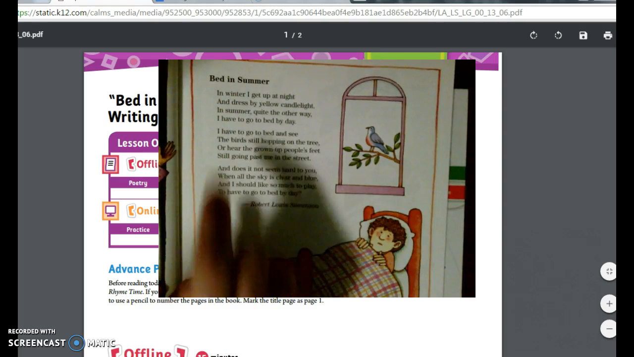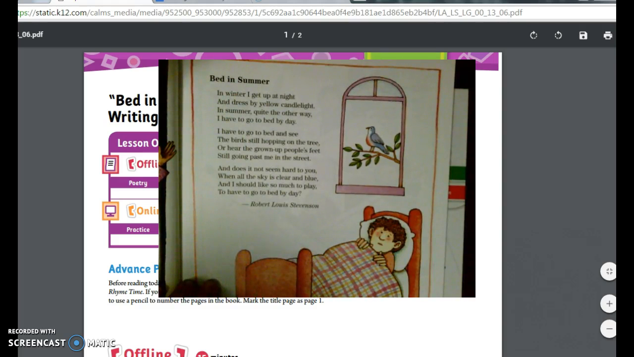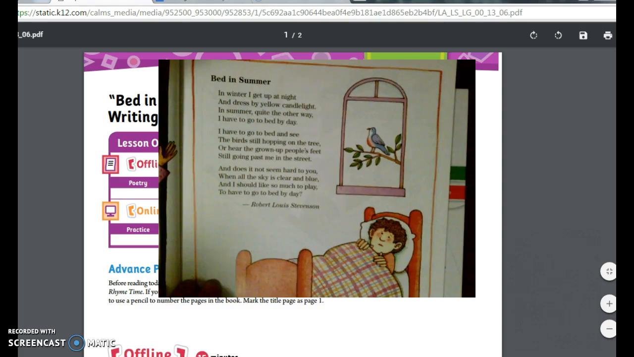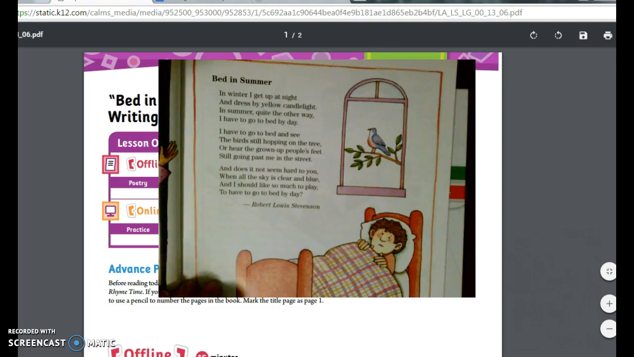Bed in Summer. In winter I get up at night and dress by yellow candlelight. In summer, quite the other way, I have to go to bed by day. I have to go to bed and see the birds still hopping on the tree, or hear the grown-up people's feet still going past me in the street. And does it not seem hard to you, when all the sky is clear and blue, and I should like so much to play, to have to go to bed by day?